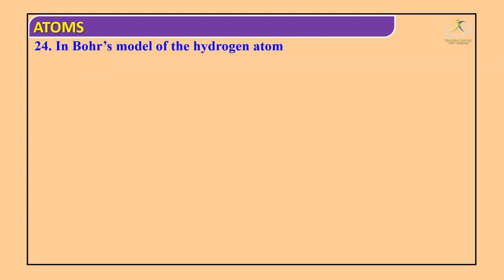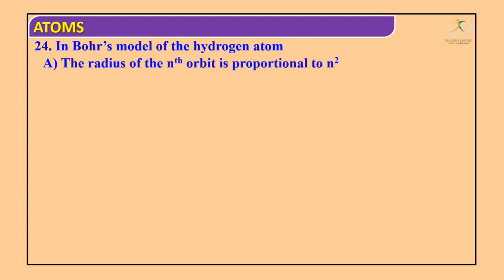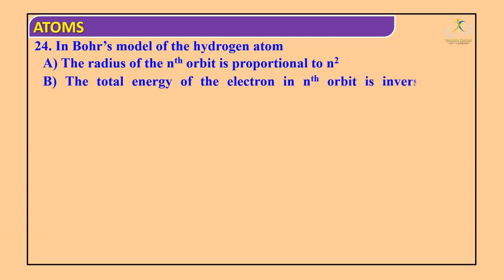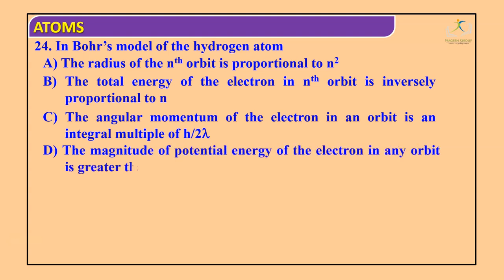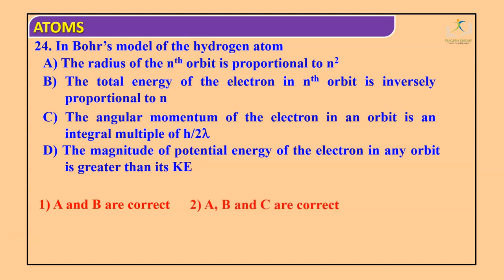Next question. In Bohr's model of a hydrogen atom, the radius of the nth orbit is proportional to n². The total energy of the electron in the nth orbit is inversely proportional to n. The angular momentum of the electron in an orbit is an integral multiple of h/2π. Or the fourth is, the magnitude of potential energy of the electron in any orbit is greater than kinetic energy. So A and B are correct. A, B and C are correct. A, C and D are correct. Or B alone is correct.